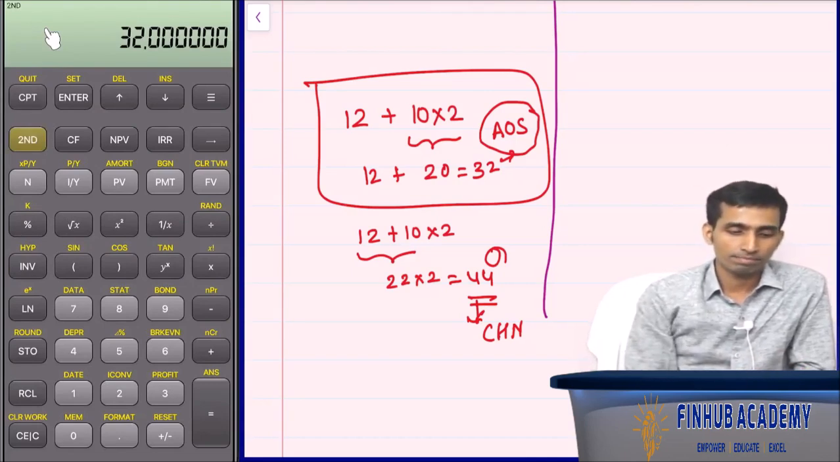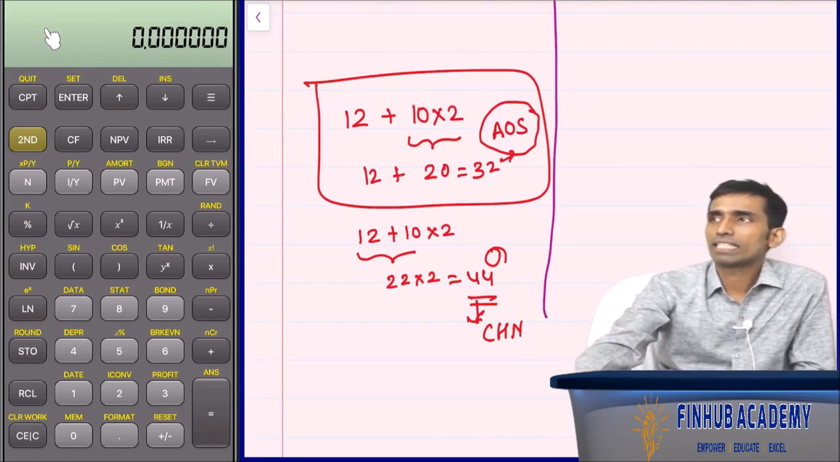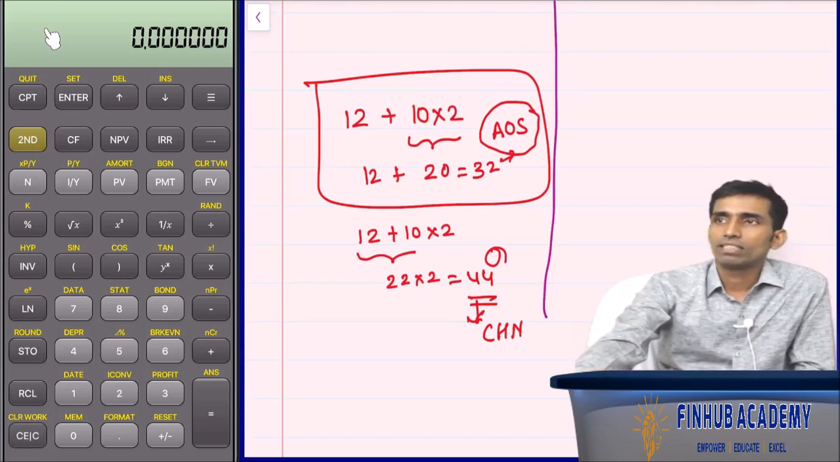Next, to clear the things now, I can use this clear work. See here at the bottom. Can you see this? This is what I can use, clear work. This one, this button. Fine. Now let's move further.